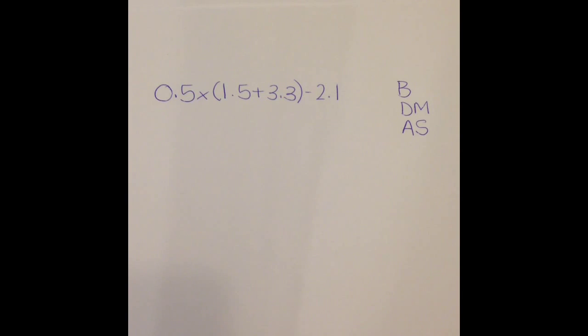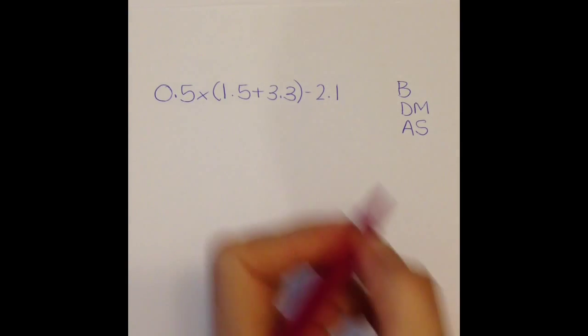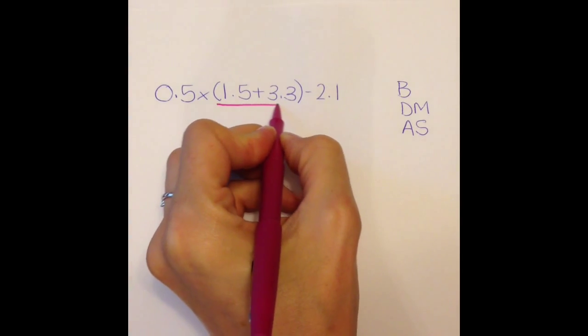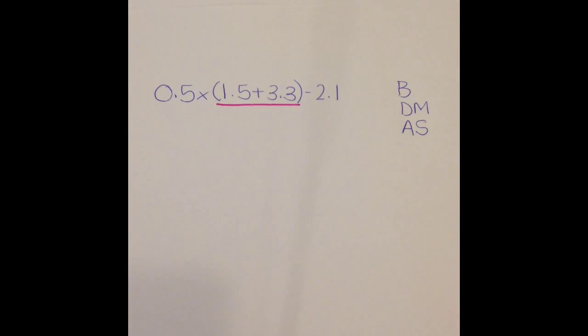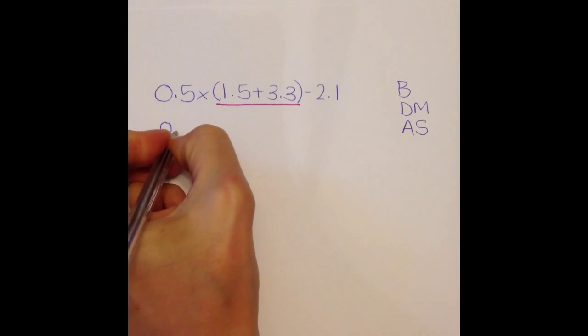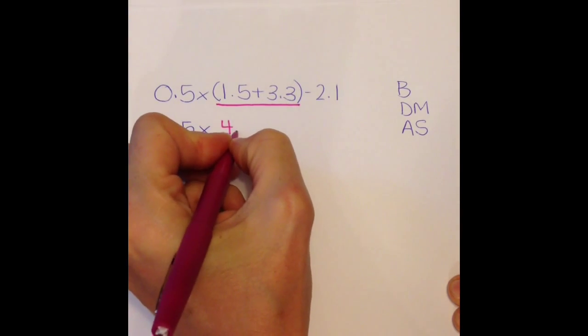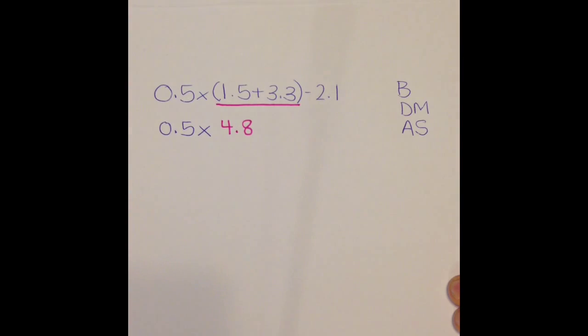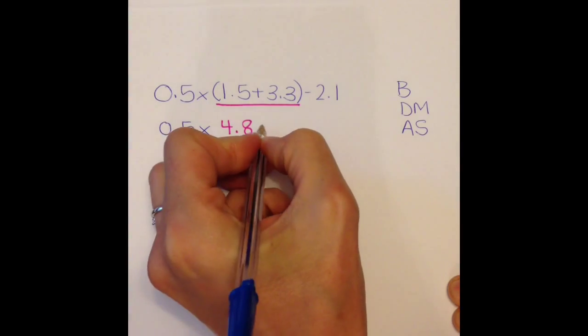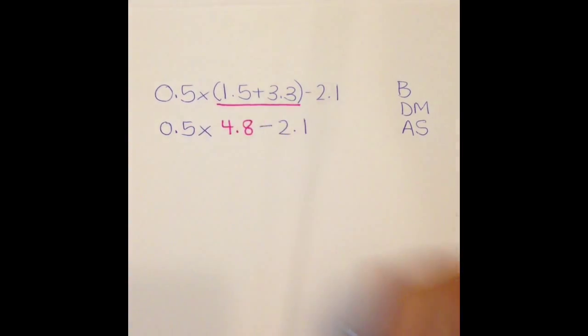Using order of operations to solve this question, I see that I have brackets, and that's what comes first. So I'll underline the operation in the brackets. I'm going to copy down everything in the same order. So the 5/10 multiplied, and now I'm going to replace the operation in the brackets with the answer. So 1 5/10 plus 3 3/10 is 4 8/10. And then I'm going to keep everything in the same order and recopy down the subtract 2 1/10.